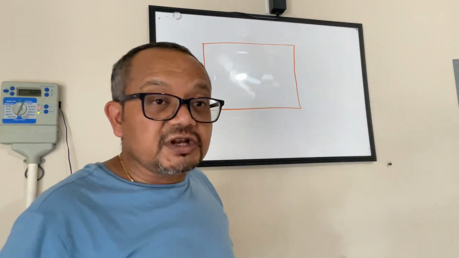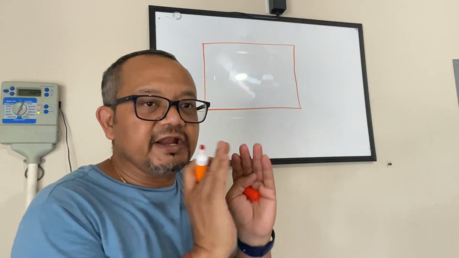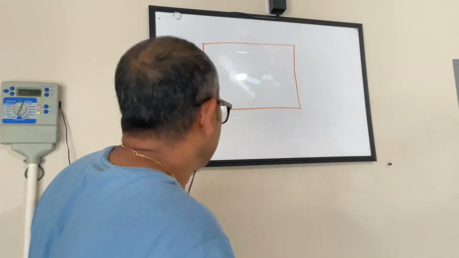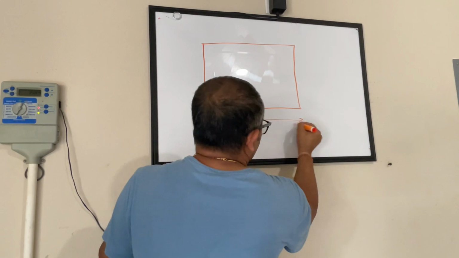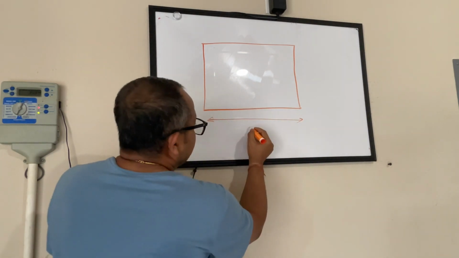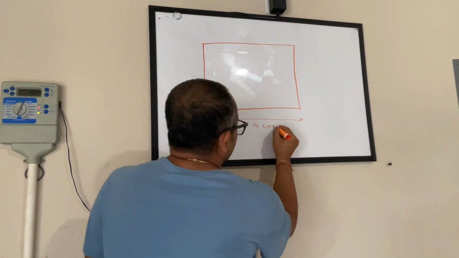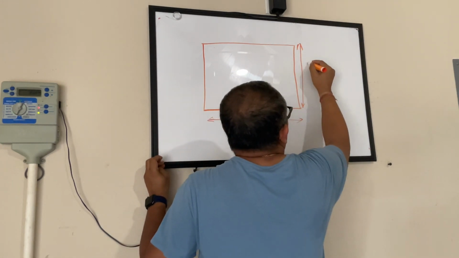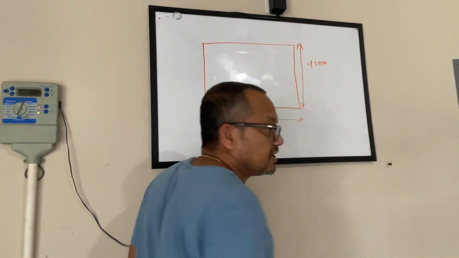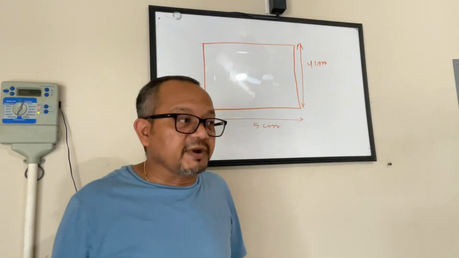We just learned what is area. Area is the space taken by something. Now, let's say this is a rectangle. One side is 5 centimeter and this side is 4 centimeter. Can you guys tell me what is the perimeter of this guy?